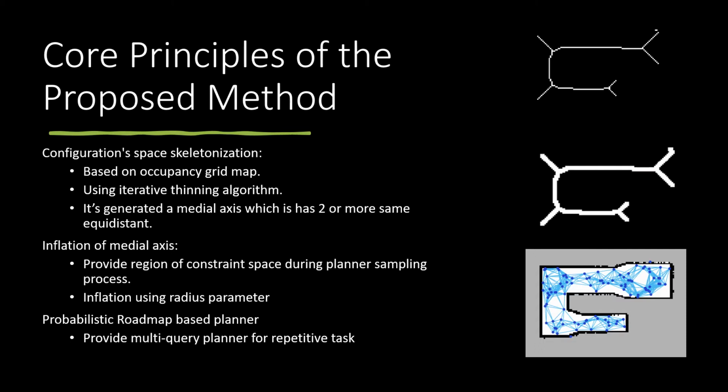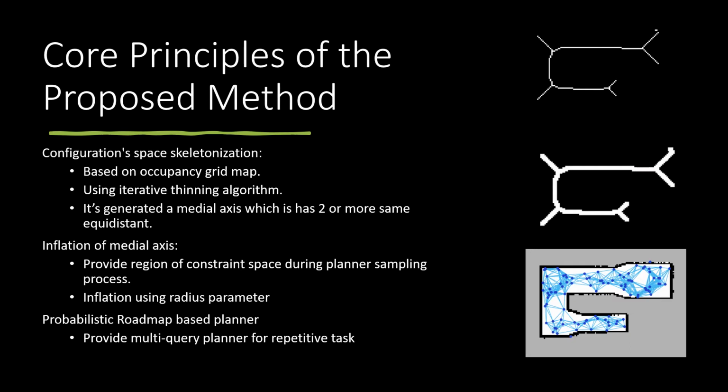Next, for the inflation of the medial axis. This will inflate the medial axis to provide the region of constrained space during the sampling process. The inflation process uses the radius as a parameter for the inflation.